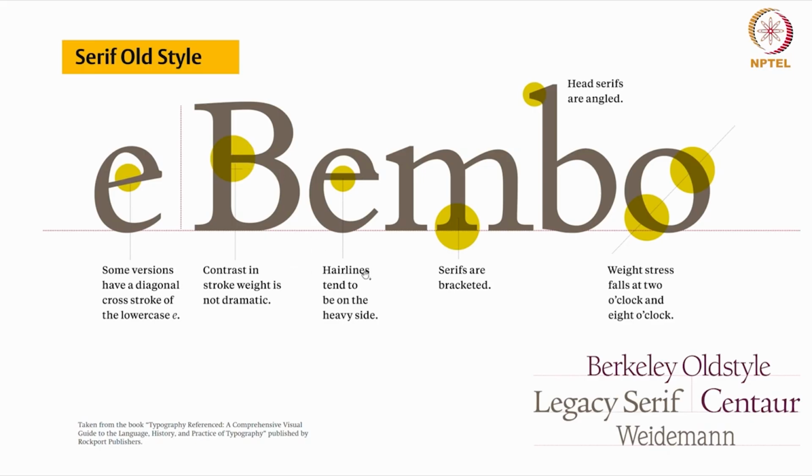You will also find the hairline tends to be on a heavier side, meaning you have thicker hairline strokes, and serifs are bracketed. And if you look into the head serif, they are angled. Okay, and then in some versions you will find in letter E, they have a diagonal cross stroke. So these are a few characteristic features.